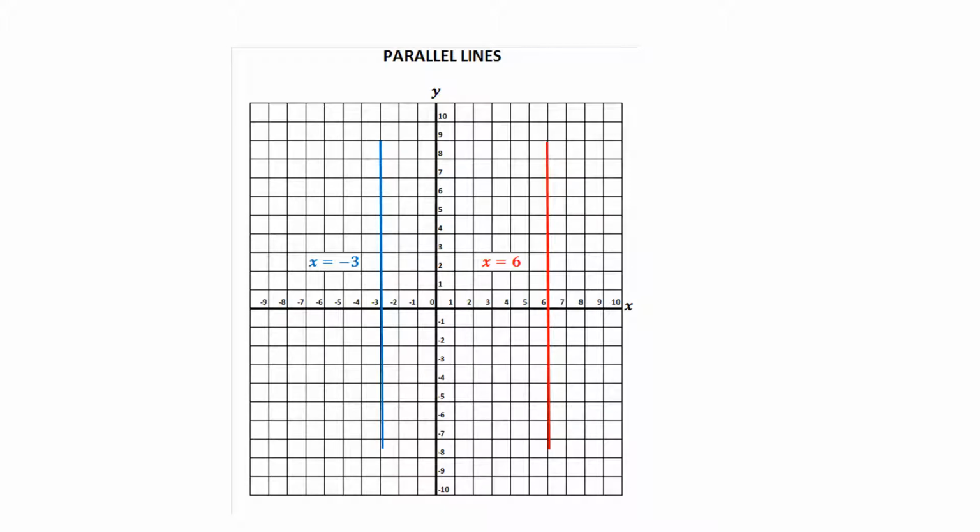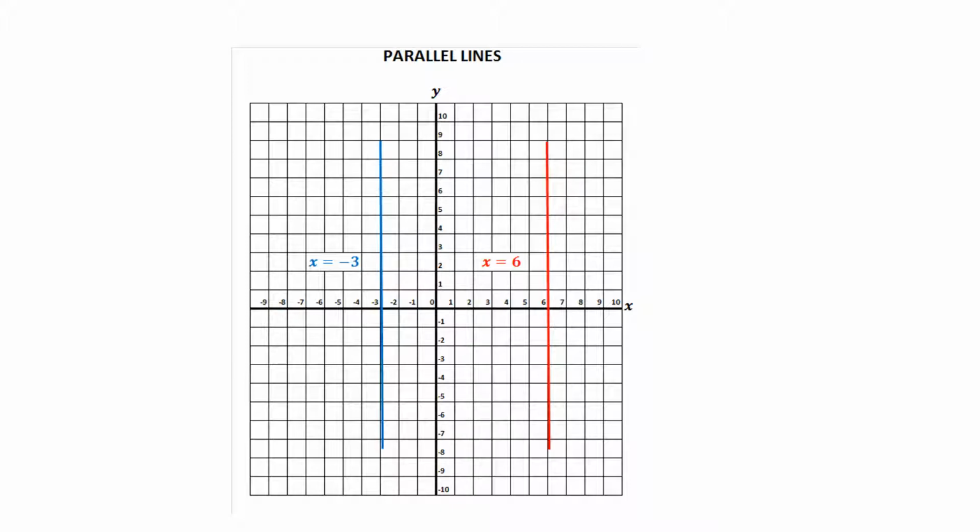And then one might question, why don't they have a slope? Well, a formula would be the difference of the y's divided by the difference of the x's. But see, when you take 6 minus 6 or -3 minus a -3, you're going to get 0 in the denominator, and we cannot divide by 0.